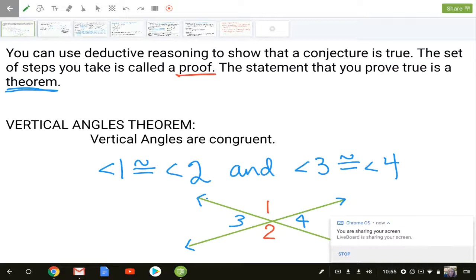We can use deductive reasoning, which we've been talking about, to show that a conjecture or a guess or a hypothesis is true. So the set of steps that I take is called a proof, and the statement that I prove true is called a theorem. We've seen postulates before, which are just generally accepted rules, but the theorems can actually be shown to be true.